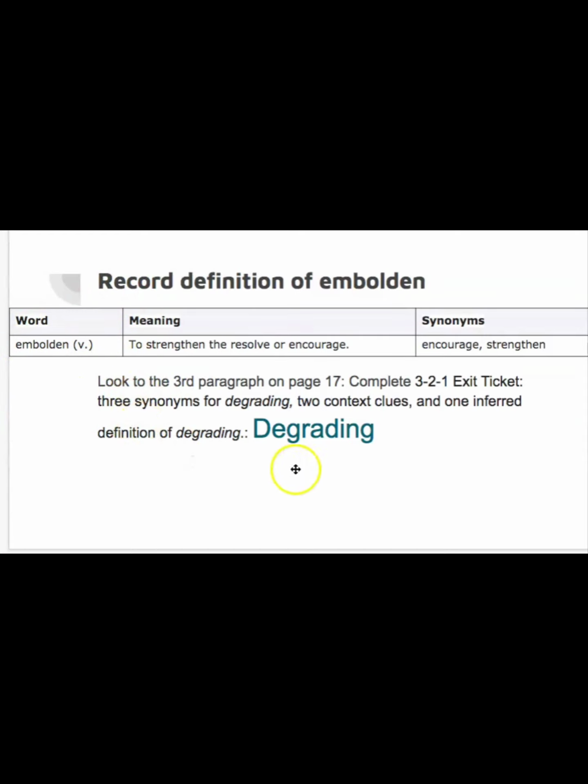Now let's try with the word degrading. I want you to complete a 3-2-1 exit ticket, and I want you to give me 3 synonyms for the word degrading, 2 context clues, and 1 inferred definition of the word degrading. You will find this word in the third paragraph on page 17.